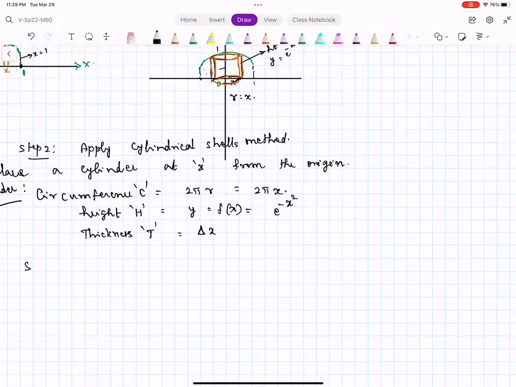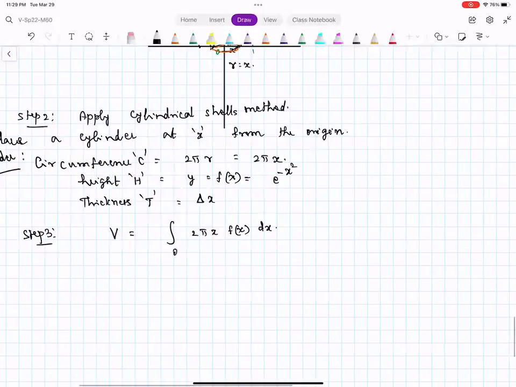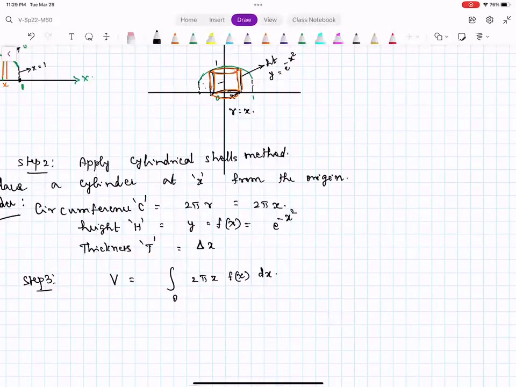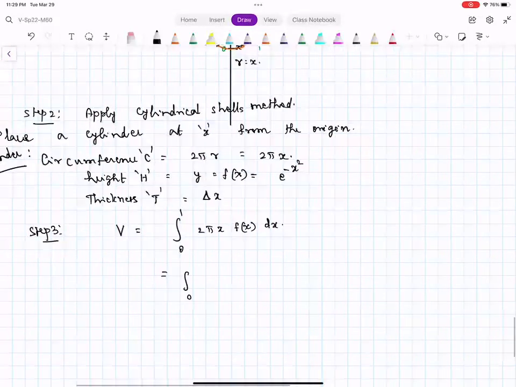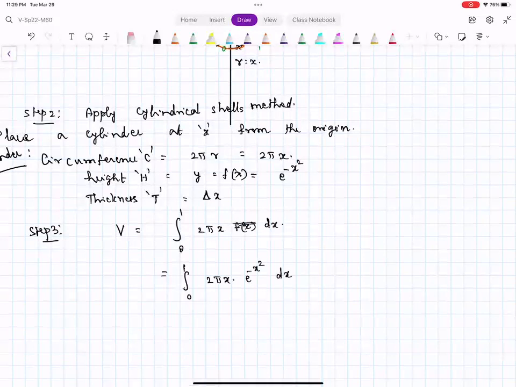So now if you use the integral method for the volume, which is the integral of 2 pi x times the height f of x dx, between 0 through 1 in this case. So the bounds are given in the problem. So it is the integral from 0 to 1 of 2 pi x e to the negative x square dx, where f of x is e to the negative x square.